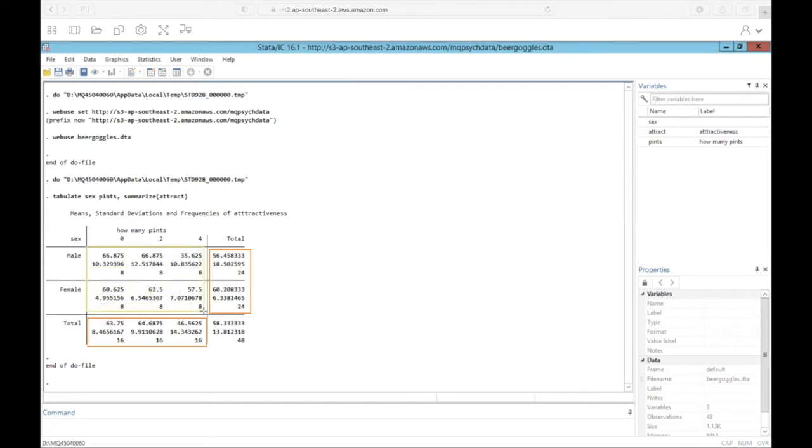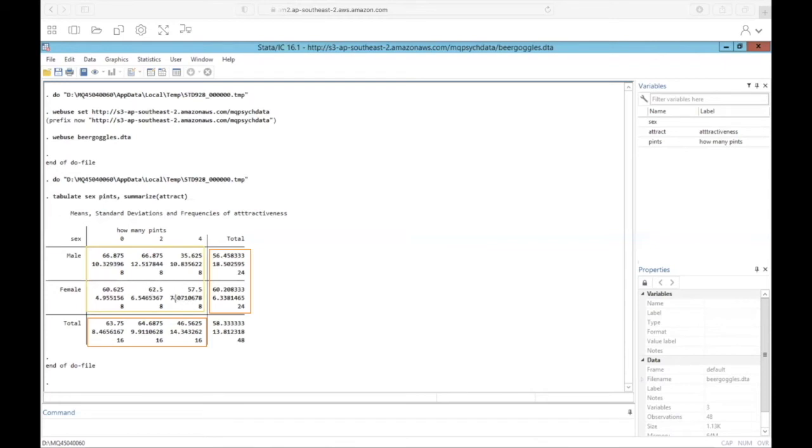We also have the 6 cell means. And the cell means are what we're going to be using to really dig into the interaction that we saw. Remember that there was a significant interaction, and we want to know the differences between these means. So, for example, is the mean attractiveness rating for males at 0, 2, and 4 different, as well as females at 0, 2, and 4?